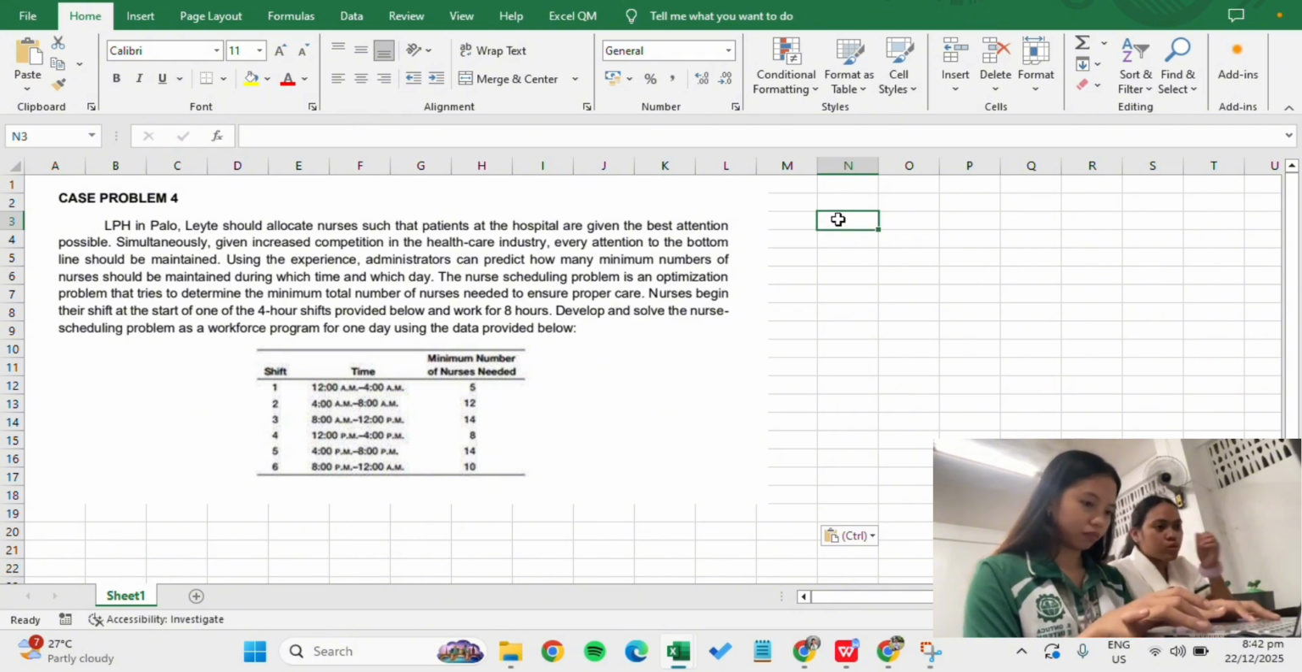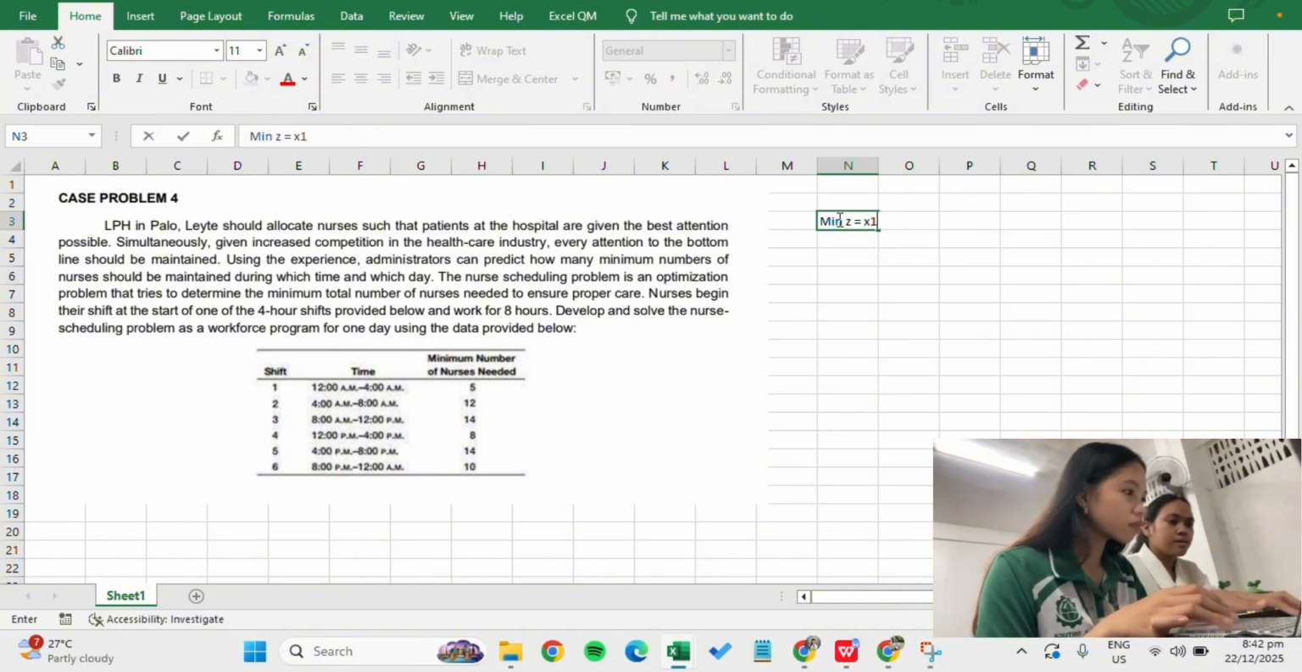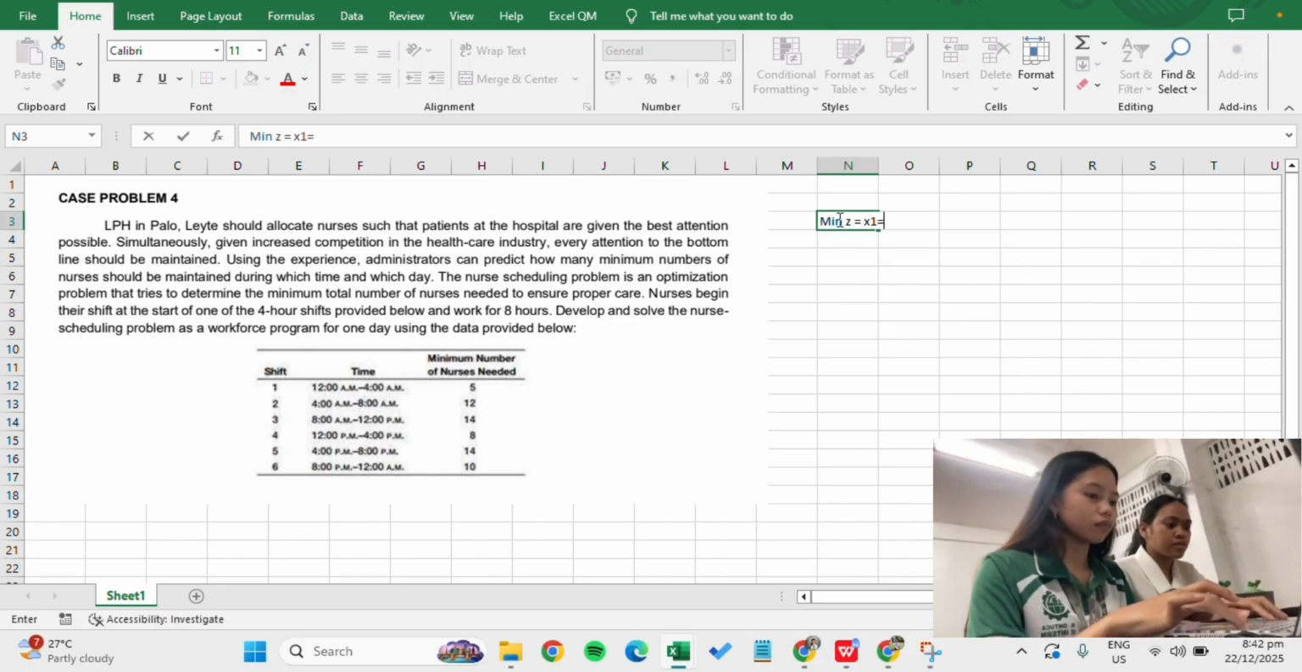So now we will input all the data. Min z is equal to x1 plus x2 plus x3 plus x4 plus x5 plus x6.